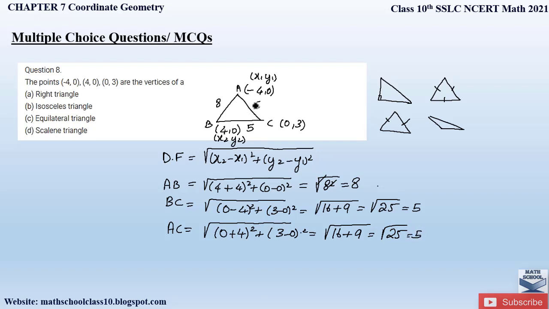So you can notice that side BC is equal to side AC. So since two sides are equal, it is an isosceles triangle, right? So our correct option is option B. So in this manner, you can find out which type of triangle is formed by these three given vertices.